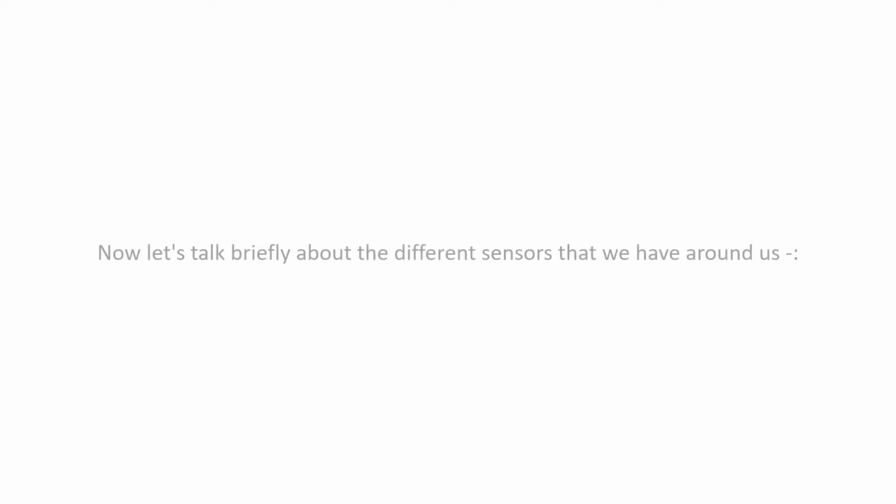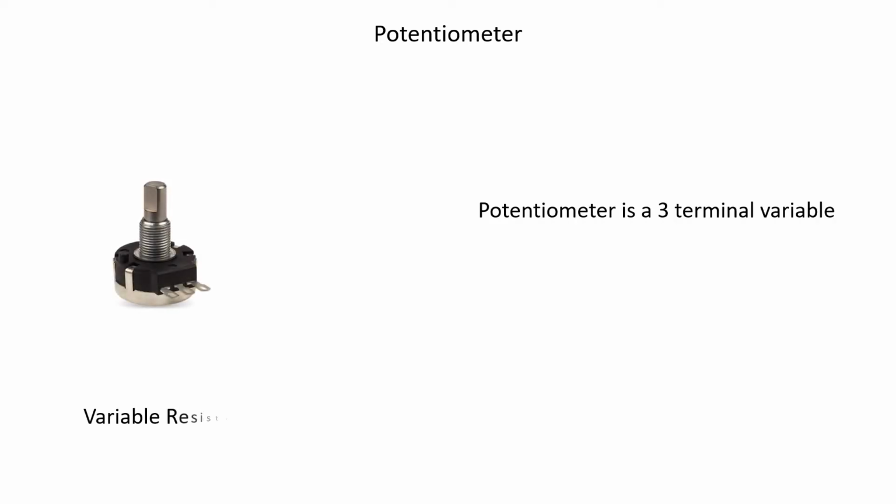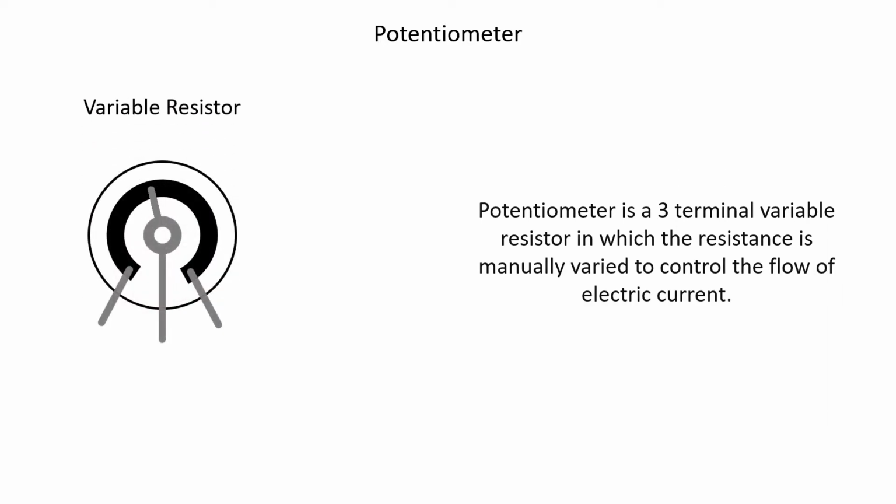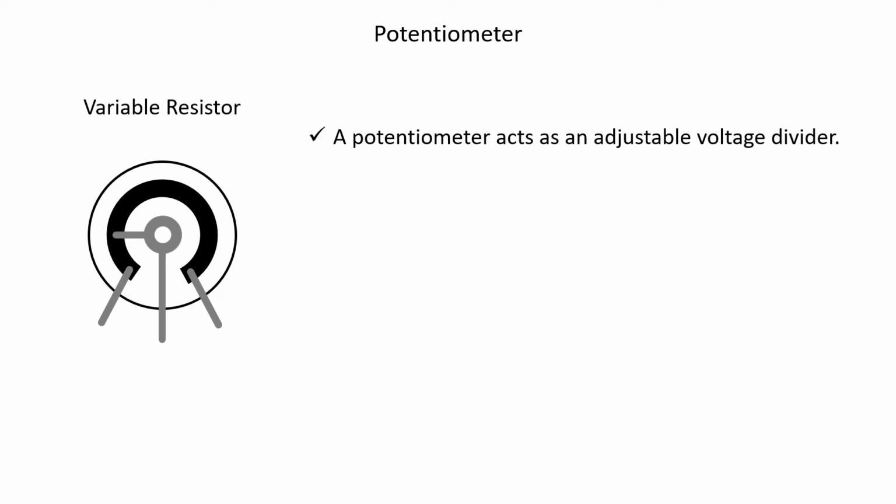Now let's talk briefly about the different sensors that we have around us. Potentiometer. A potentiometer is a 3-terminal variable resistor in which the resistance is manually varied to control the flow of electric current. A potentiometer acts as an adjustable voltage divider.